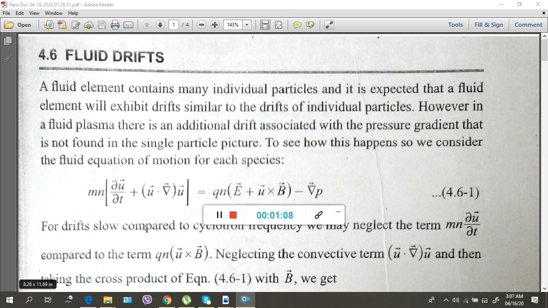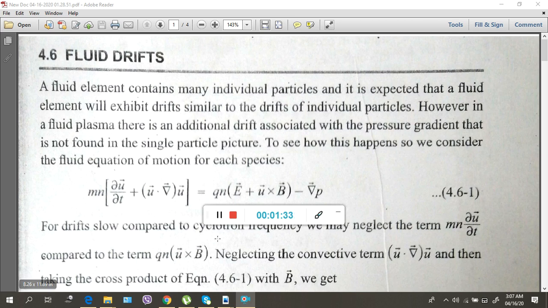Pressure gradient, how is the pressure gradient produced? Pressure gradient is produced when we have a number of particles, then they exert forces on each other. So, due to this, we have another drift, that is because of the pressure gradient. To see how this happens, we can consider the fluid equation of motion for each species.